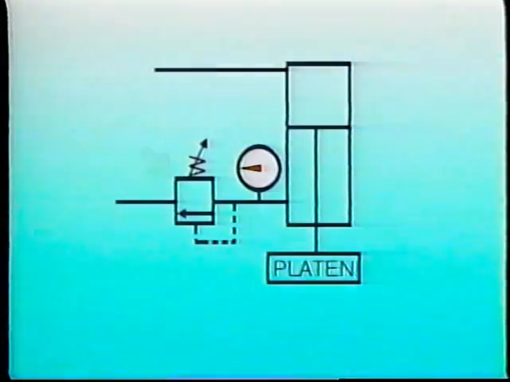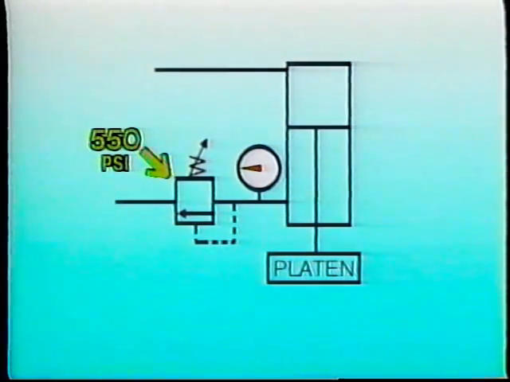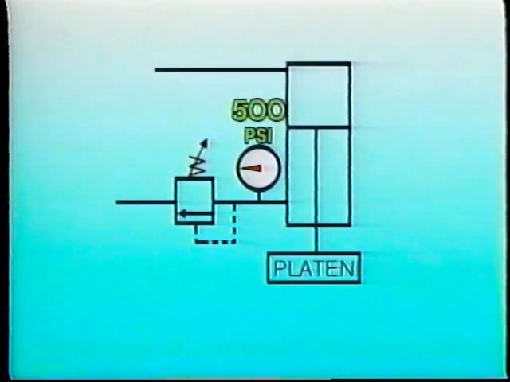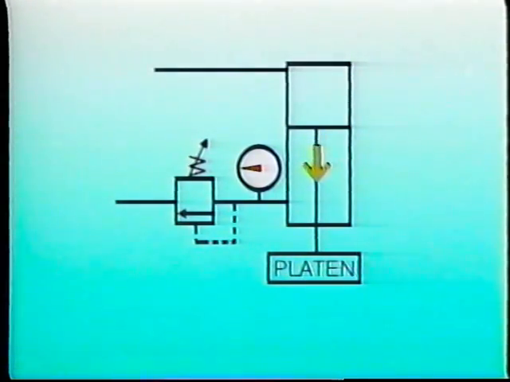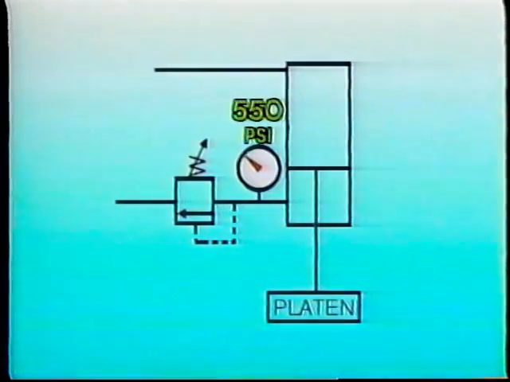If our counterbalance valve is set for 550 psi, nothing moves, because the pressure created by the weight of the platen alone is not quite enough to open the valve. However, as soon as the system generates an additional 50 psi in the rod end of the cylinder, the valve opens and the platen goes down.